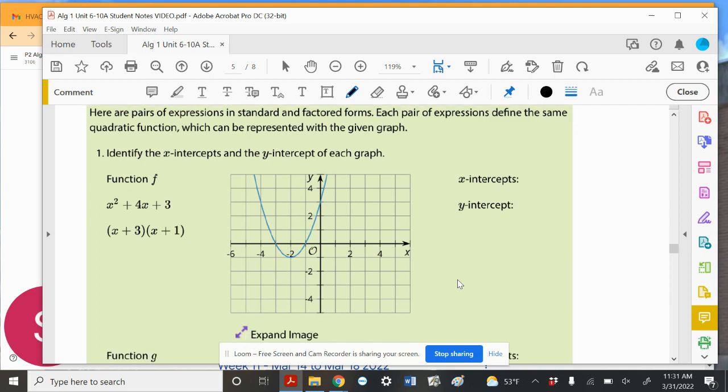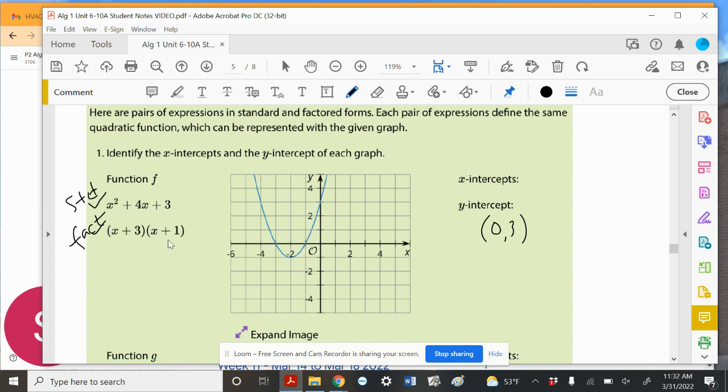Okay, so we're going to be looking at some functions now and trying to identify certain pieces of it. Notice that we have two different forms. We have standard form and we have factored form. And so we can identify some pieces here. That should be standard. So notice here we have the 3. That's my y-intercept, which you'll notice is right there. So my y-intercept, remember x is 0 for the y-intercept, so that's (0, 3).